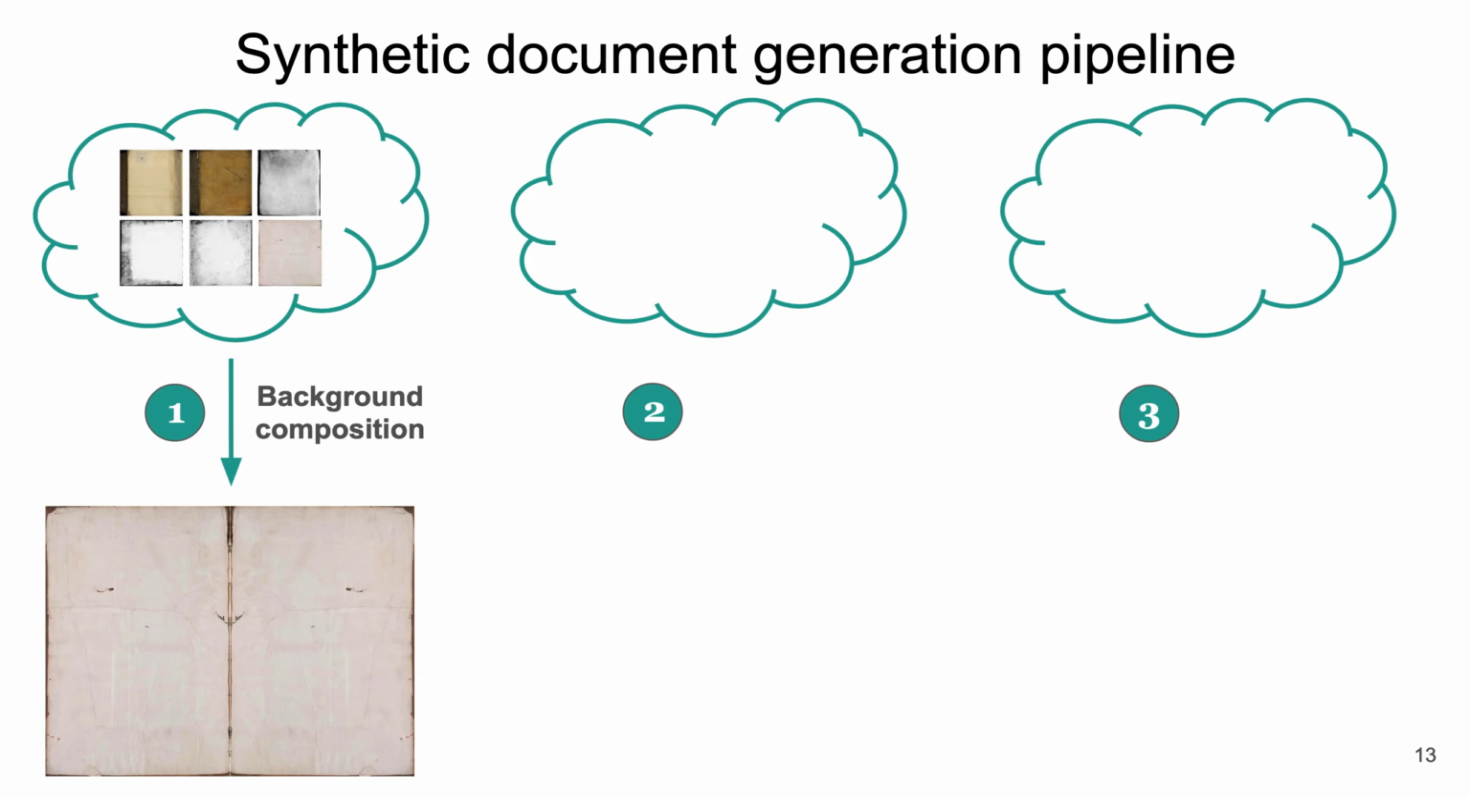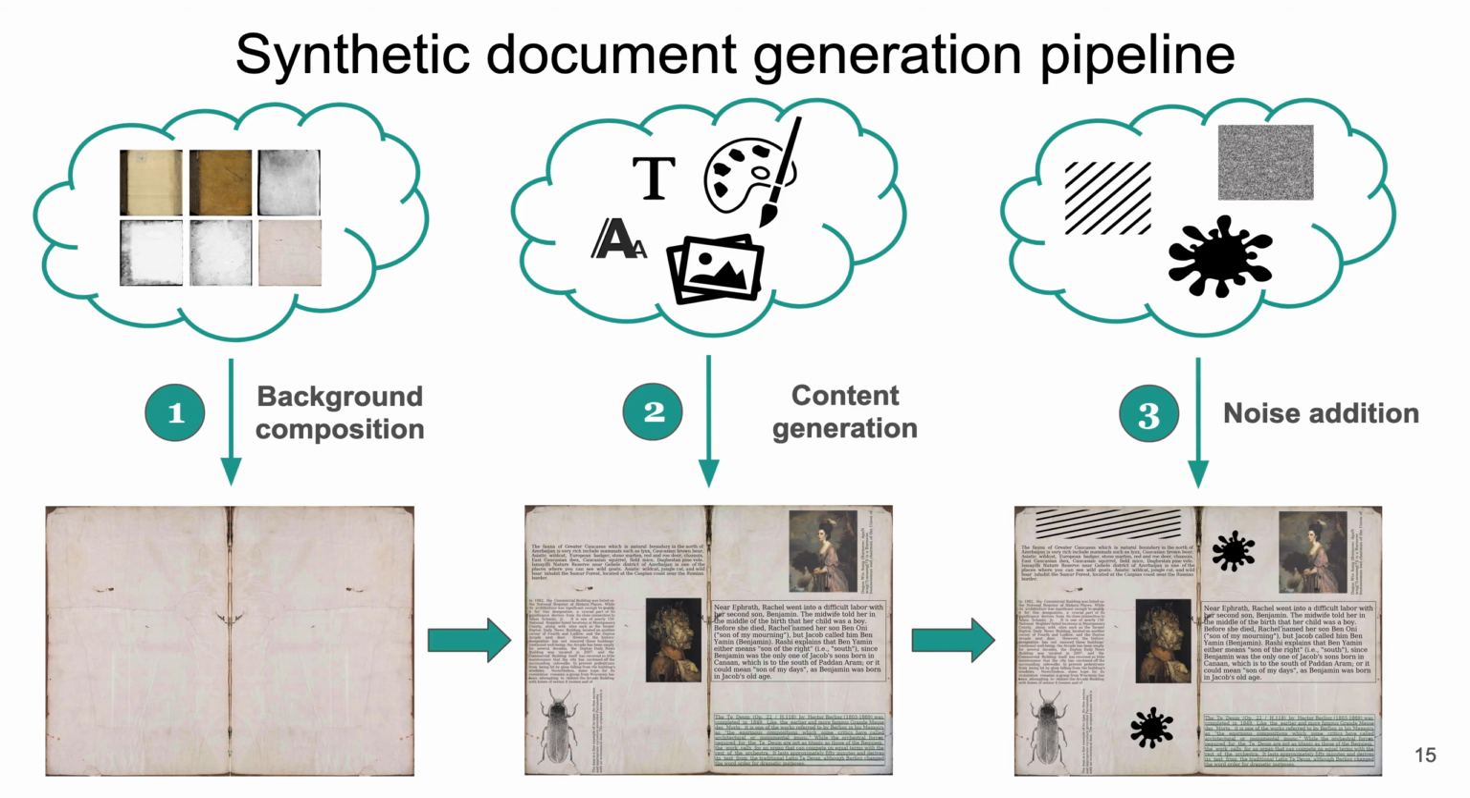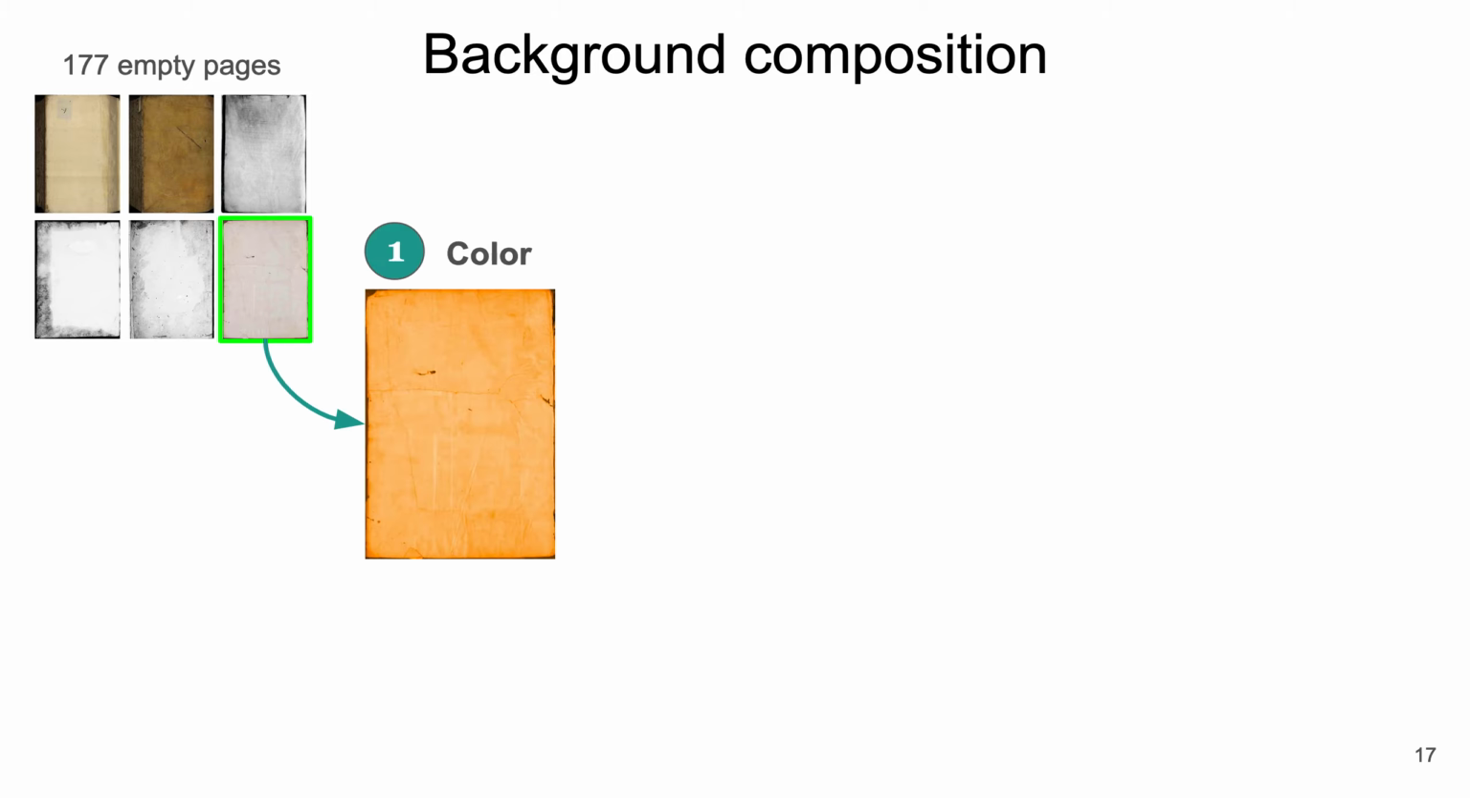First, we create the background image from a set of empty pages. Then we generate the visual content. And finally, we add noise to the resulting document. For the background composition, we collected 177 empty pages that will serve as base. To create various background images, we designed three types of augmentations inspired from real practical cases.